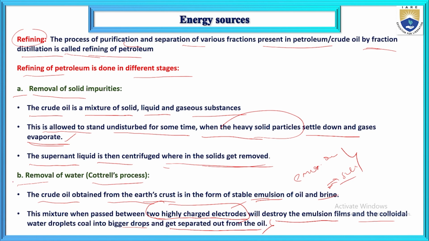In the second process, removal of water or Cartel's process, the crude oil obtained from the earth crust is in the form of a stable emulsion. Oil and brine solutions are in miscible, emulsion state. To separate them, the emulsion is sent between two highly charged electrodes. Then the emulsion will be destroyed and the small water droplets converted into bigger droplets, forming two phases, an oil phase and a liquid phase. These will be separated by this removal of water, the Cartel process.